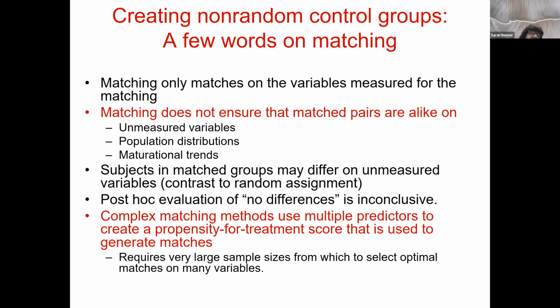So matching is just generally not considered a particularly good approach. Now, there are very sophisticated ways of matching, which we won't go into in this course, but generally they're grouped into what's called propensity score matching. And that allows you to statistically create a matching group based on a lot of background variables. It still has the same problems.